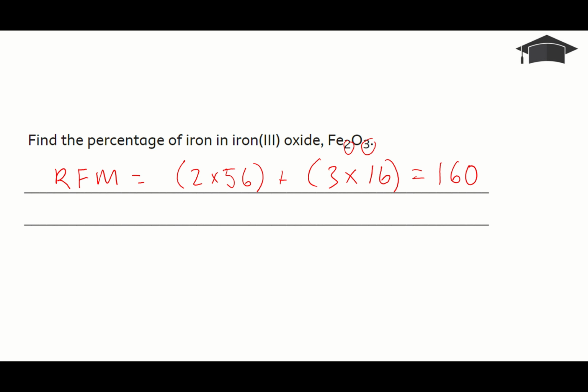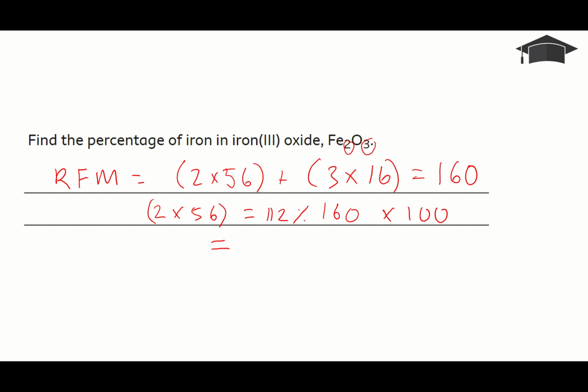Now we need to find the percentage of iron. Okay, we have 2 atoms of iron, so a common mistake is 56 divided by 160. We're not doing that because there's 2 atoms. We do 2 multiplied by 56, which equals 112. Divide that by 160 and this gives us the percentage composition. Obviously we're going to multiply by 100.